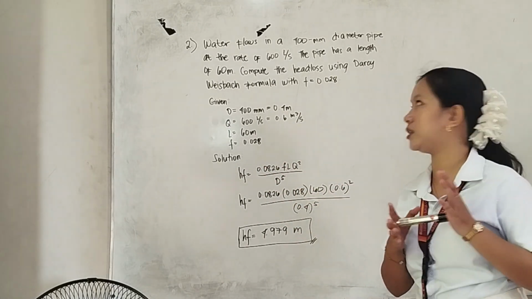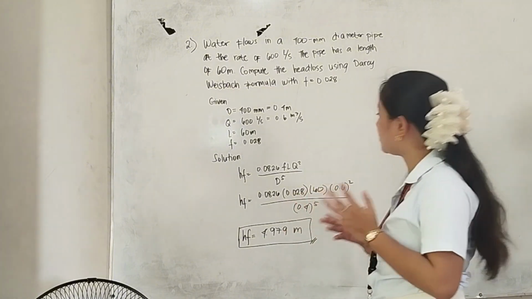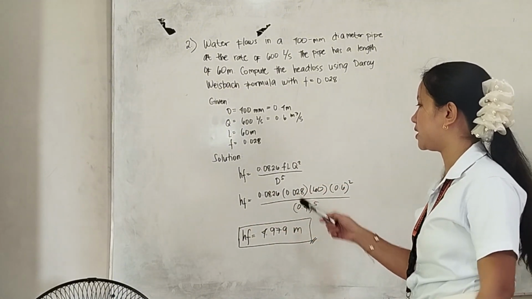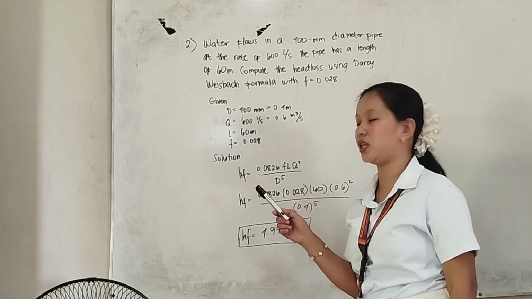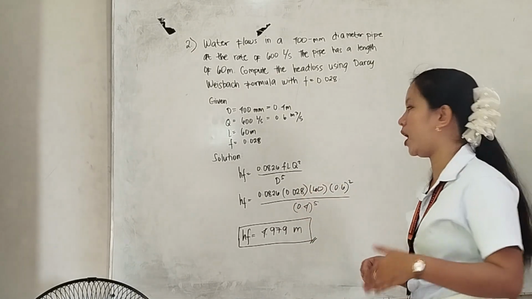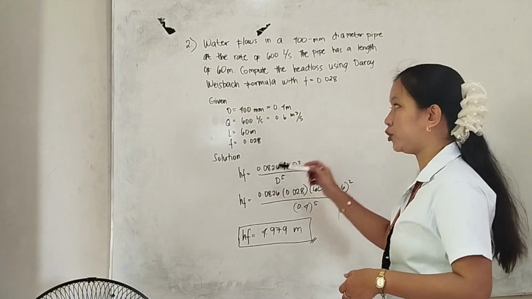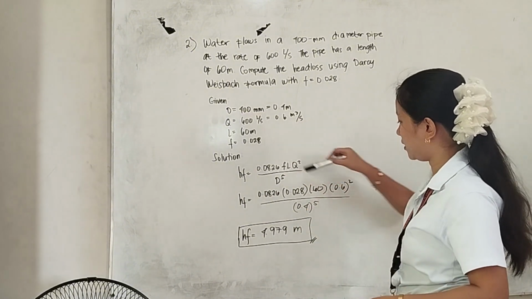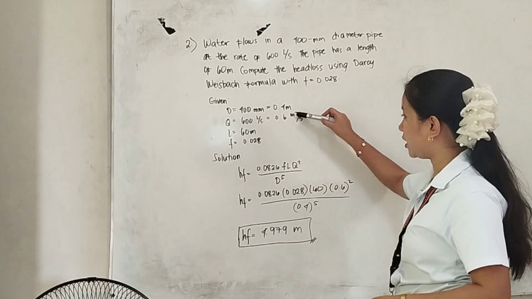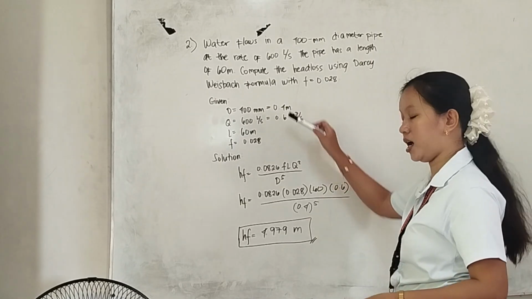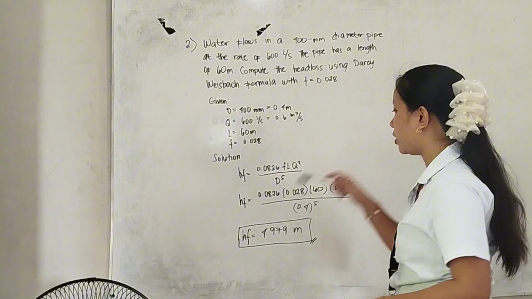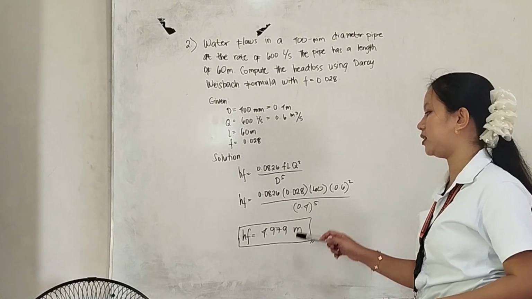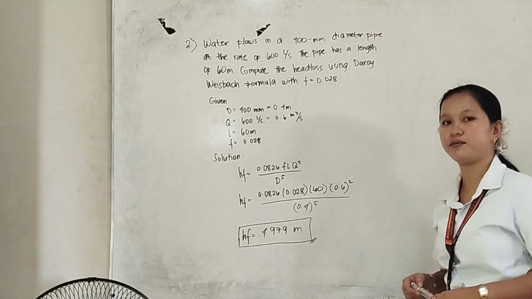So formula sa Darcy-Weisbach is we have head loss equals 0.0826 FLQ squared over D raised to 5. So ato lang ni siya ikuan pang-input ang atong mga given. So we have ang F 0.028, then ang length nga 60 meters, then ang flow rate nga 0.6, then ang diameter nga 0.4, then to calculate it, so we have the answer of head loss equals to 4.979 meters.